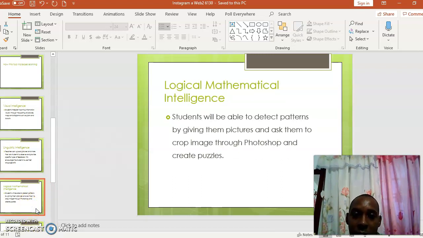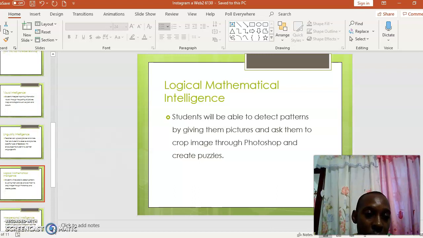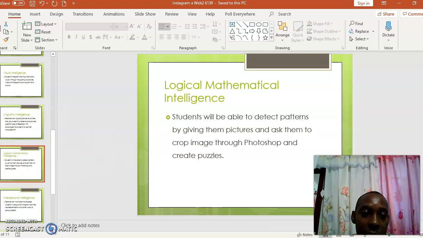The next intelligence that this speaks to is logical mathematical, where the students will be able to detect patterns by being given pictures and asked to crop images through Photoshop. By virtue of that, they can also use this same program to create puzzles, which is another aspect of the teaching and learning process.